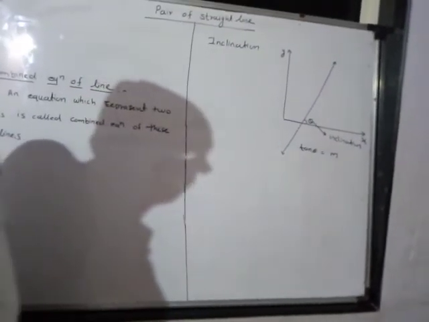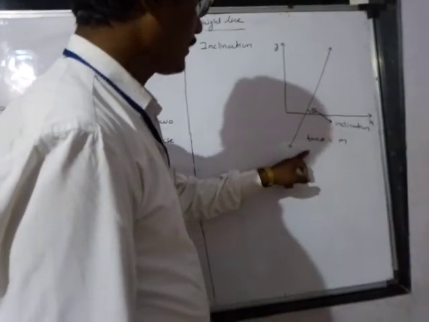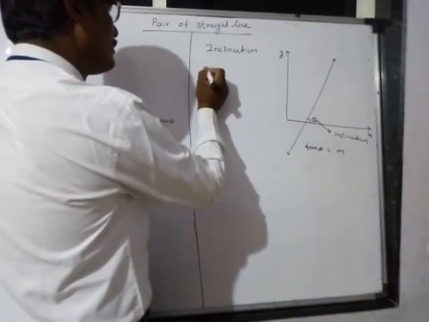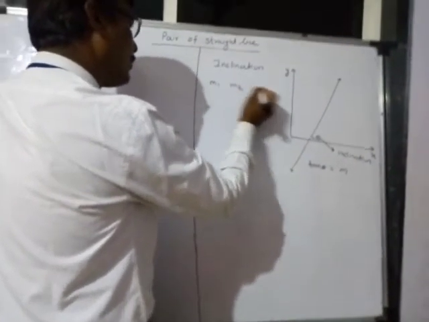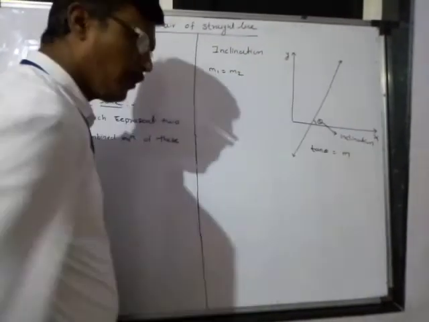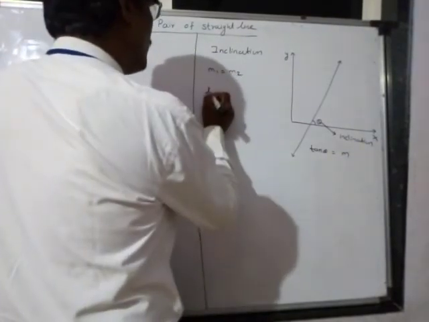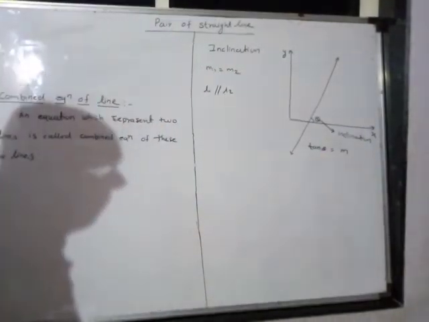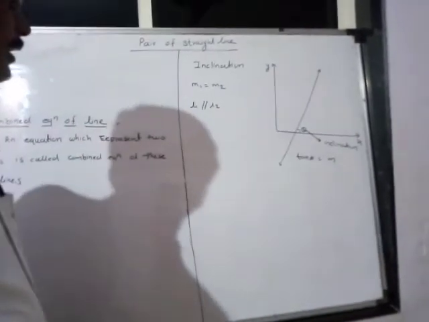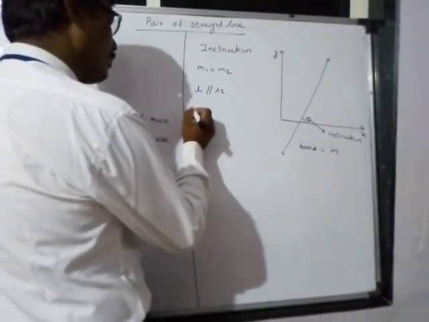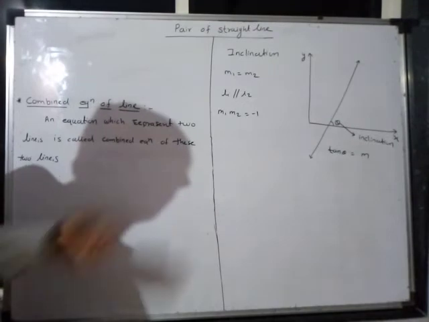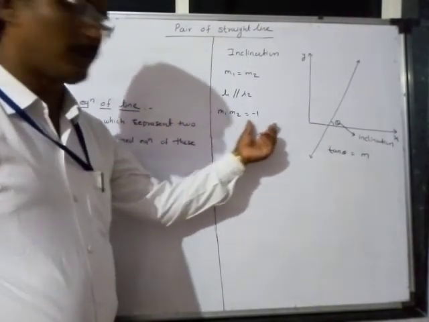And we know that two lines having the same slope. Suppose that there are two lines L1 and L2 having slopes m1 and m2. They have the same slope, that is m1 is equal to m2, if and only if lines L1 and L2 are parallel to each other. Also we know that if the lines are perpendicular, then the product of their slopes, that is m1 into m2, is equal to -1.